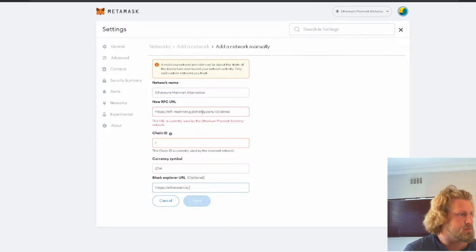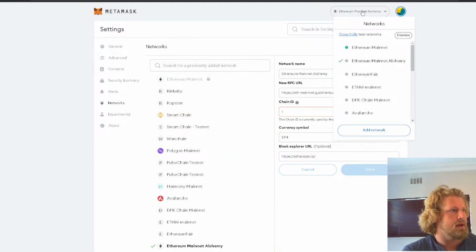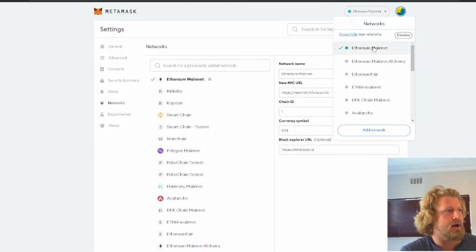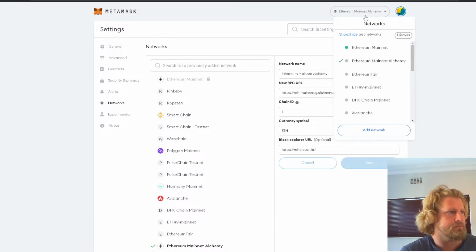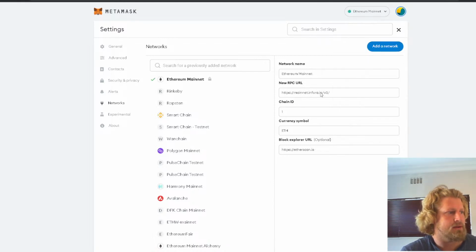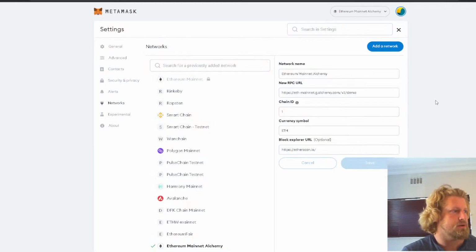Mine won't save because I've already imported this RPC down here. And then you can change it back to Infura up here, and then back to your alternative that you've just selected, and you can see how it changes. ETH mainnet, Alchemy, and Ethereum mainnet, you can see Infura is the default, right? So make sure to be on the alternative, or the Alchemy in my case, right?